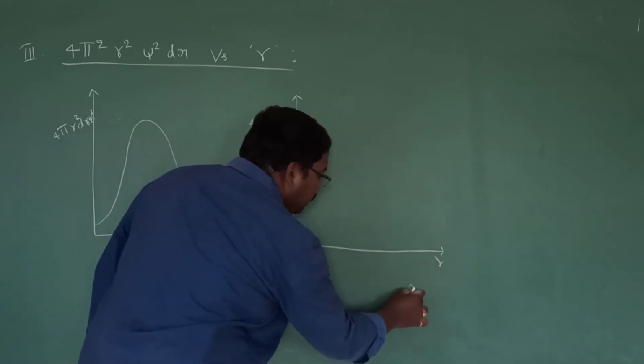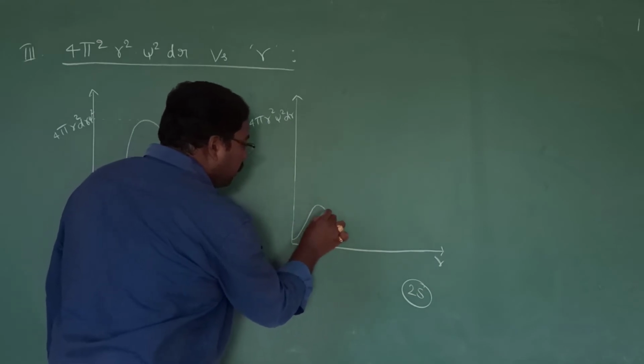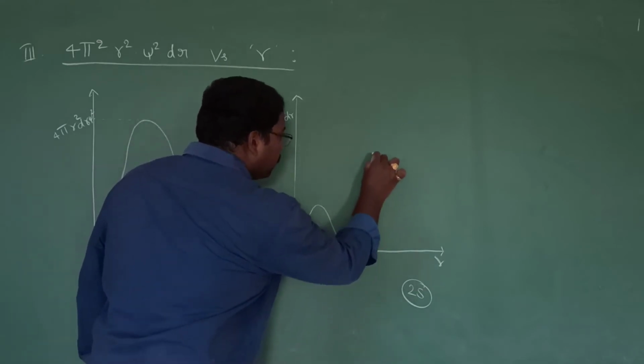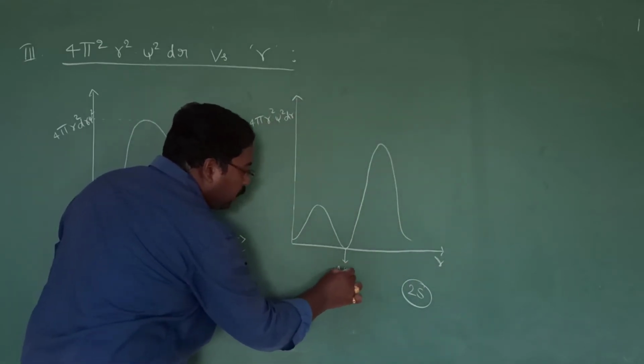So this is for 2s orbital. If you draw the graph, it looks like this. So this represents a node.